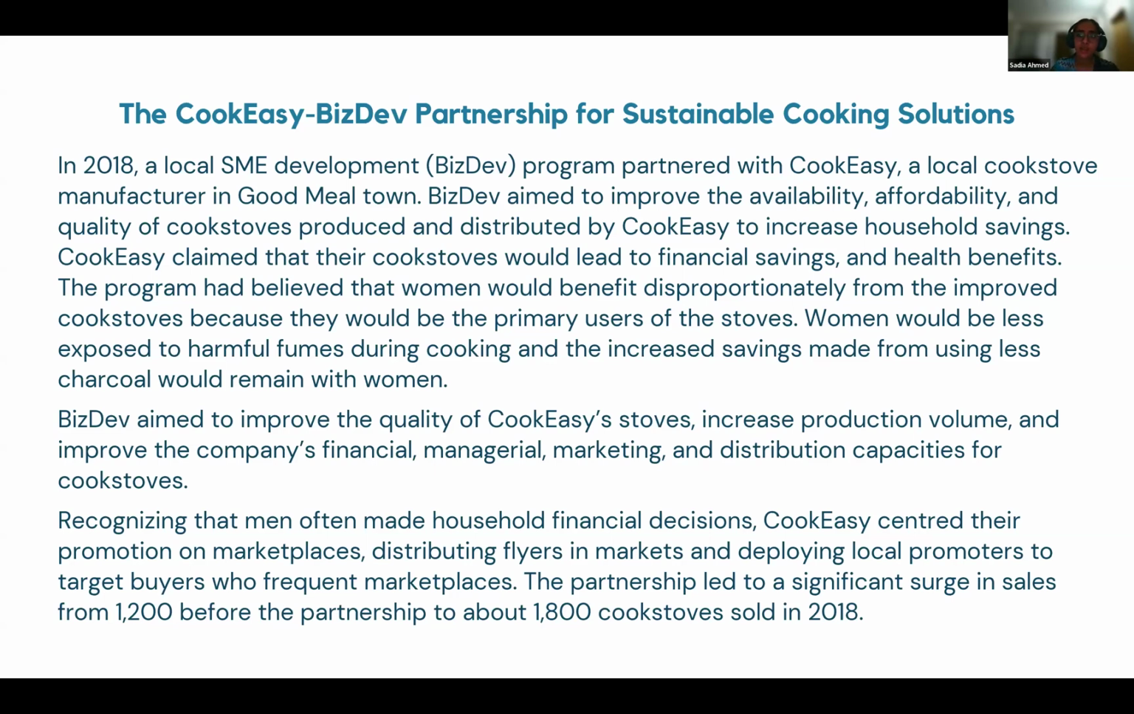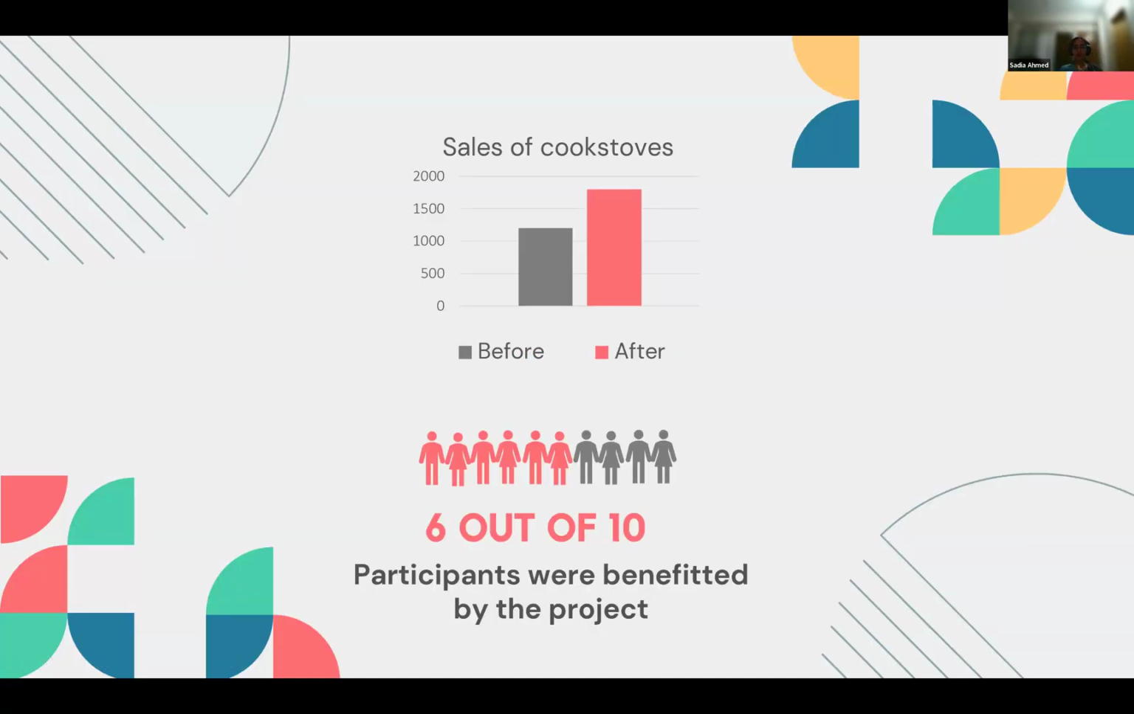You can see this data also reflected in the next slide, which shows some information that the program got after running their intervention. The first thing is the sales information, as you can see, the before and after sales. You can see the increase in sales. The program also found that 6 out of 10 participants, so they call people who were reached by the program participants, were benefited by the project.